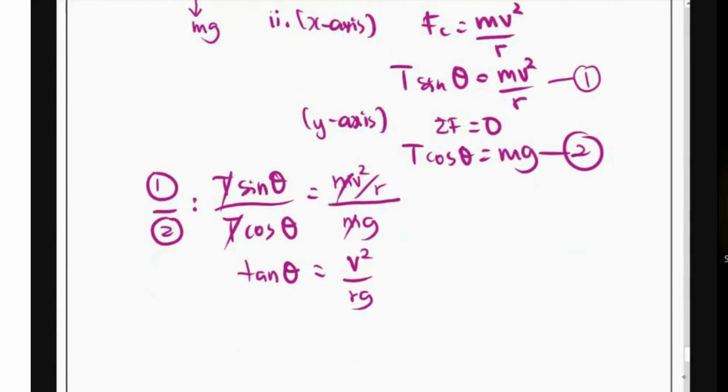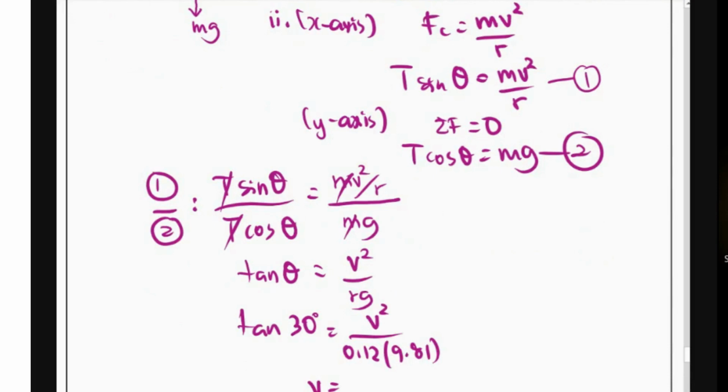Then you can find the V because R, G, and theta are known from the question. Theta is 30 degrees. R is 0.12 from answer A, and G is 9.81. And then you can find V.